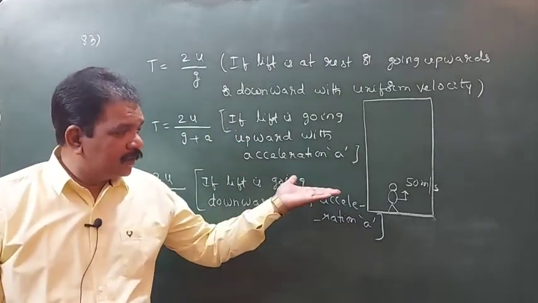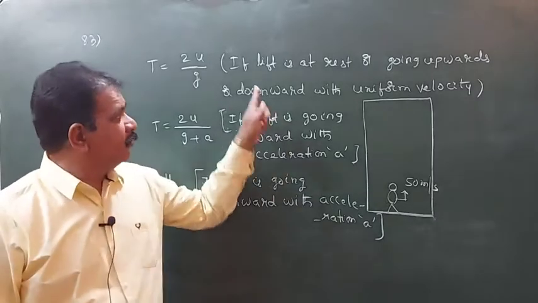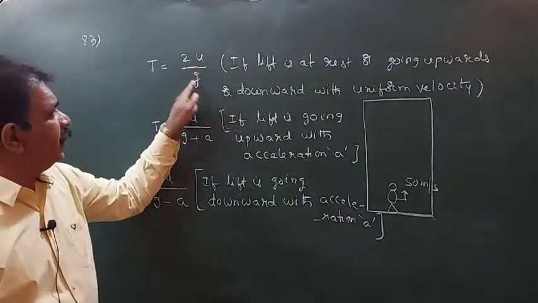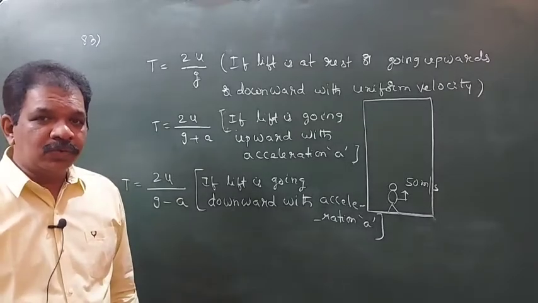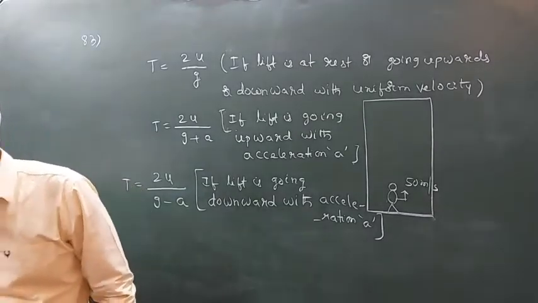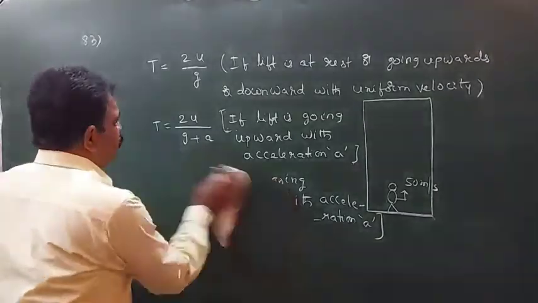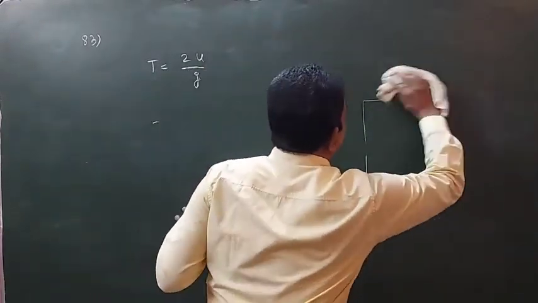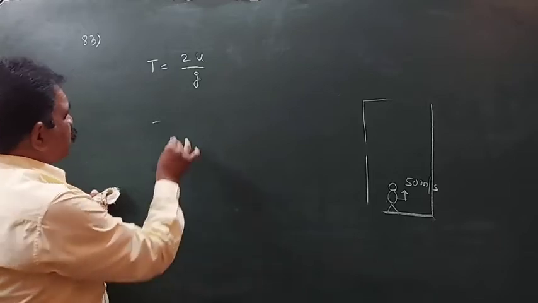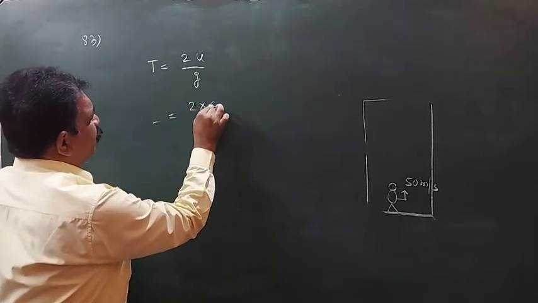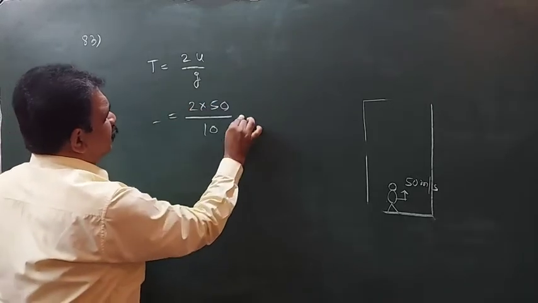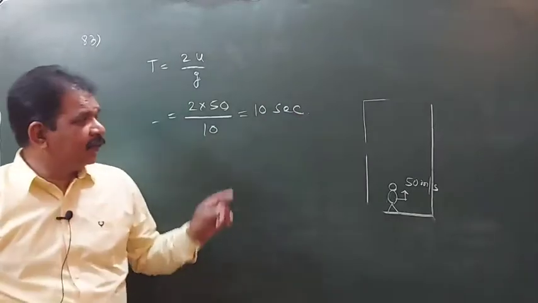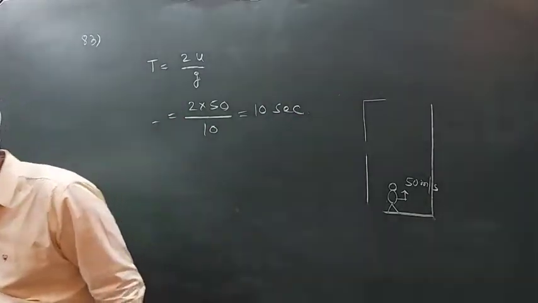Here the lift is stationary, they mentioned. When the lift is at rest, the formula for time of flight will be just 2u by g. You apply that formula: 2 into 50 by 10. So this value will be 10 seconds. That is the time of flight. Next.